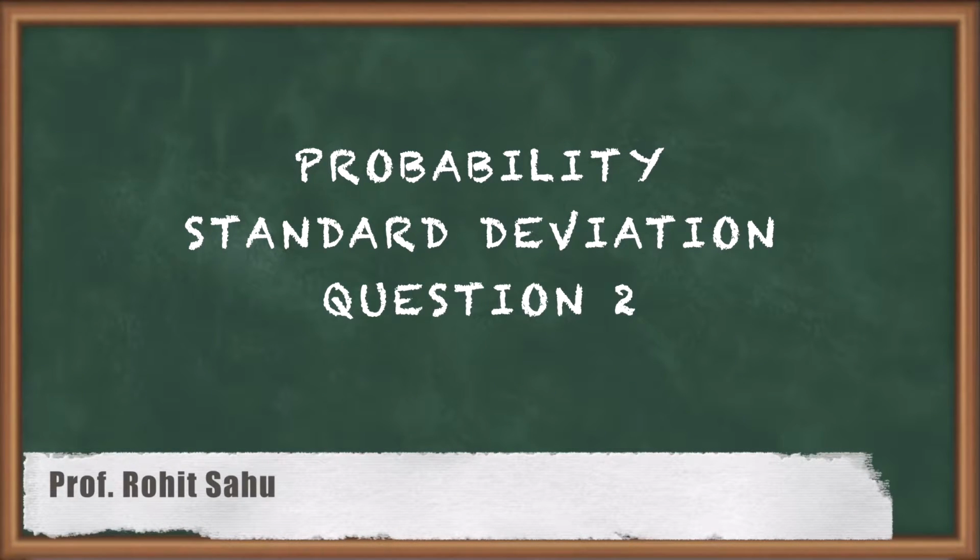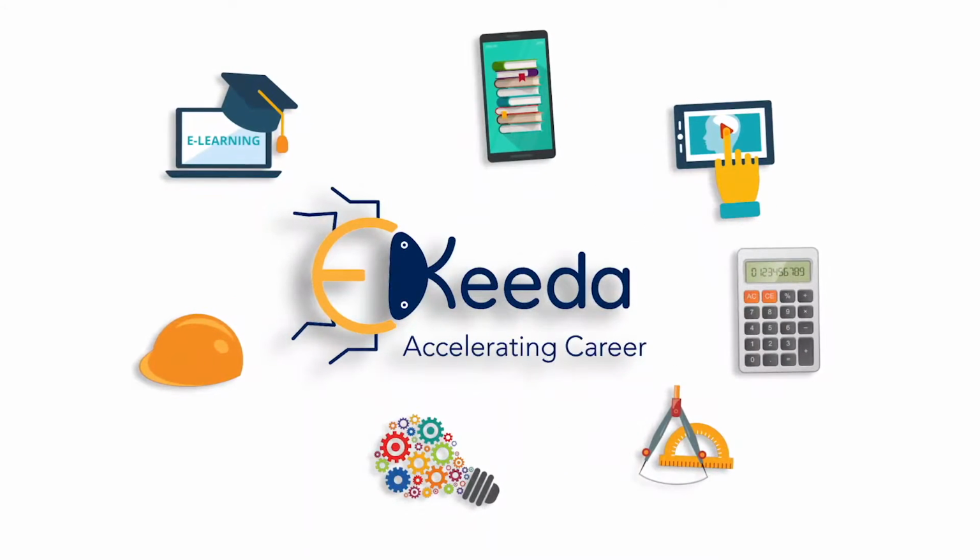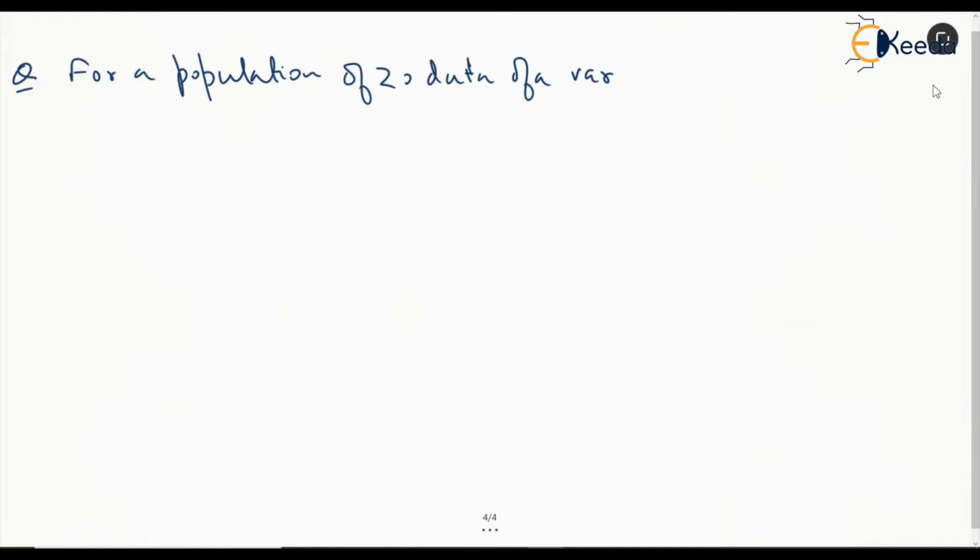Hello everyone, we'll see another question on standard deviation. So this says, for a population of 20 data of a variable, six data are provided, or are sampled, given below.